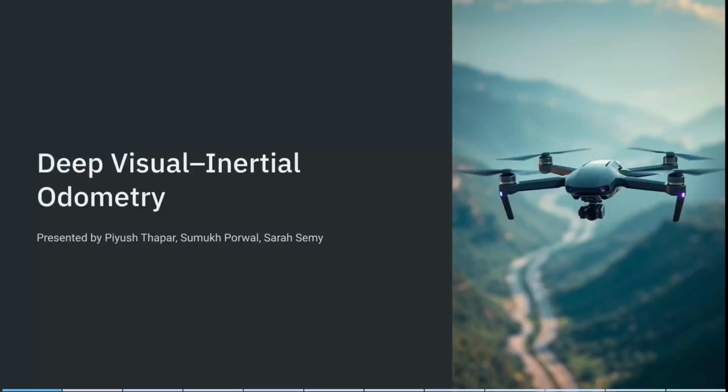Good evening, we're Group 13 and today we're presenting our work on our Deep Visual Inertial Odometry System, a neural method that estimates a robot's relative pose from synchronized camera and IMU streams.